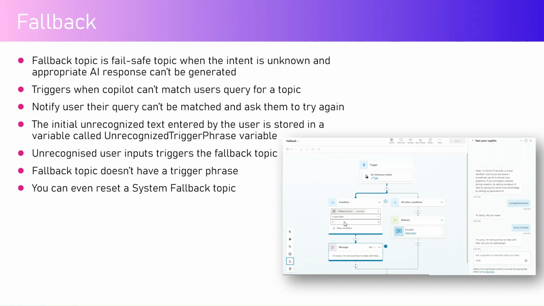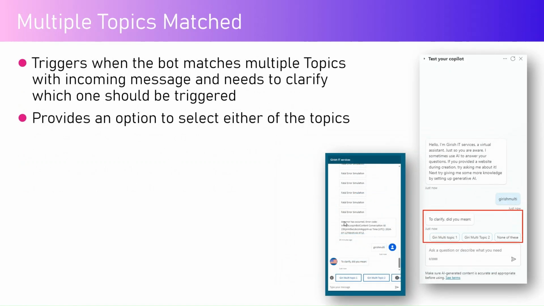The initial unrecognized text entered by the user is stored in a variable called unrecognized trigger phrase. Unrecognized user input basically triggers the fallback topic, and the fallback topic does not have a trigger phrase in it. Okay, you can even reset a system fallback topic. So that's how you can do multiple topic match.